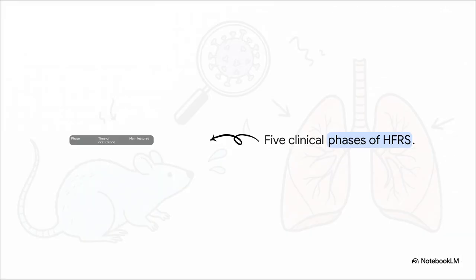So let's say a case study presents a patient moving strictly through these 5 clinical phases, starting febrile, then getting hypotensive, followed by an oliguric phase, then polyuric, and finally convalescent. If you see that exact progression, you need to immediately suspect HFRS. That 5-phase journey is the absolute clinical hallmark of the renal variant.